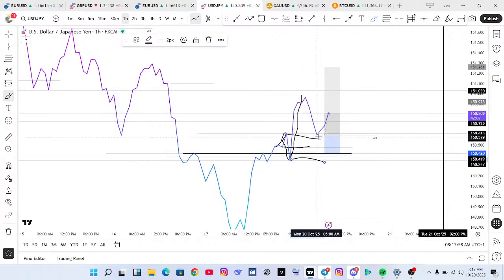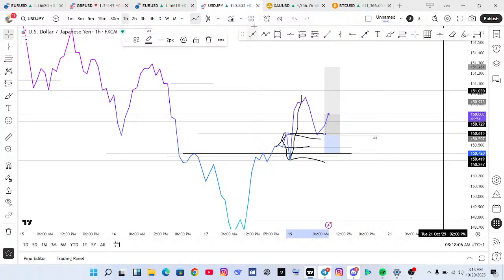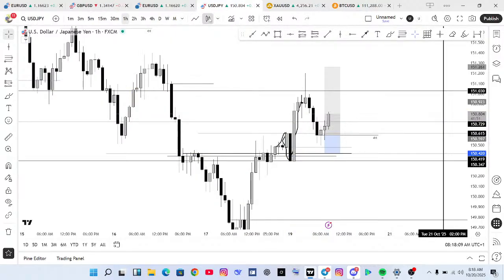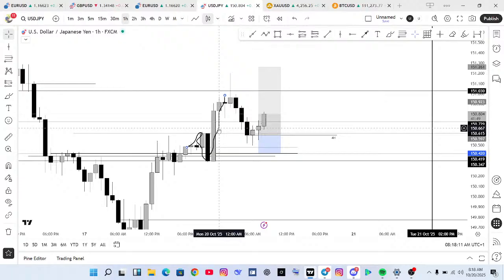Now the market came back to our breaker block, and I look for a confirmation there. That's why I'm buying UJ now. The buy is already going. Let me delete all this. I hope you guys see. Now, which confirmation do I use?